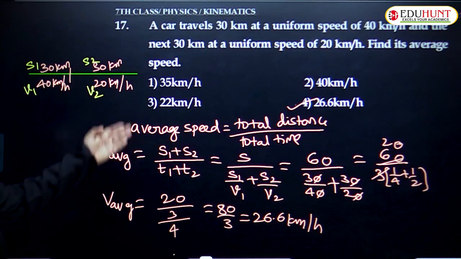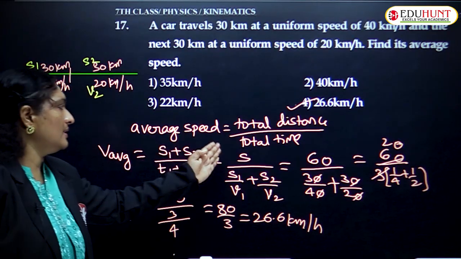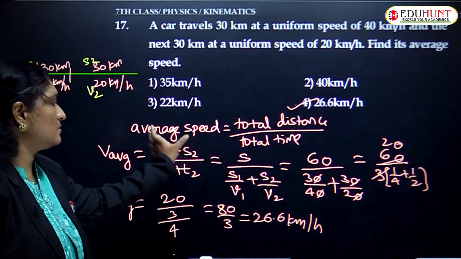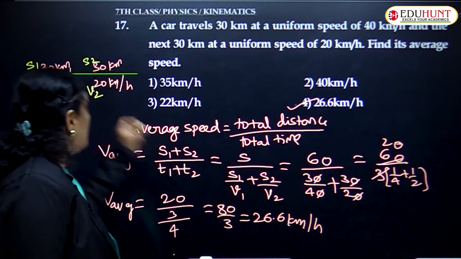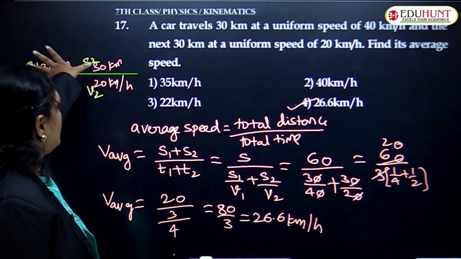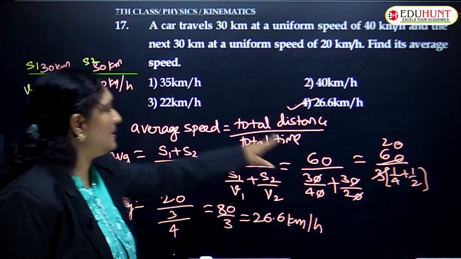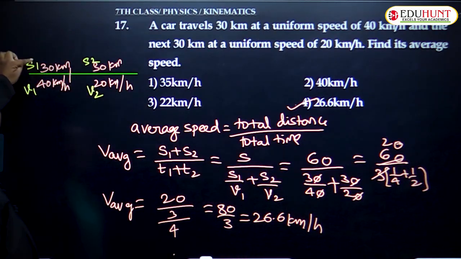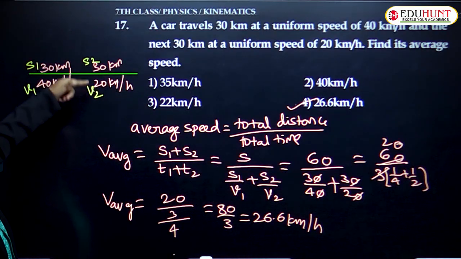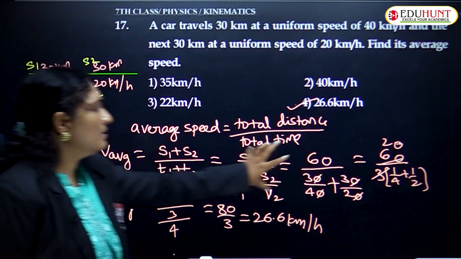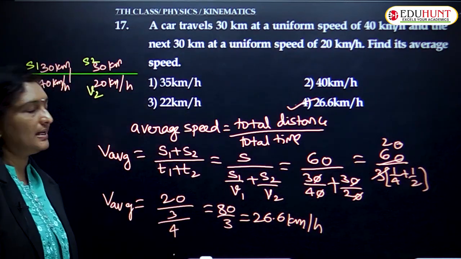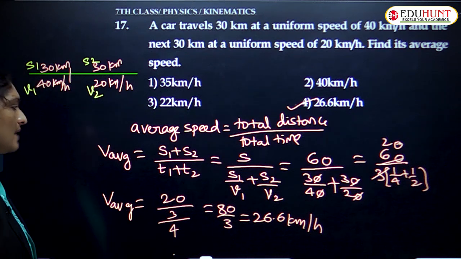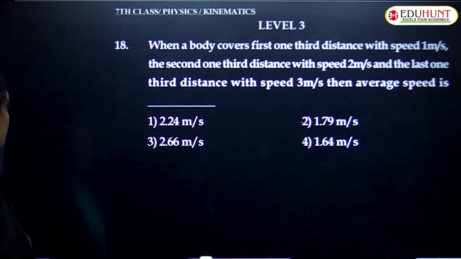Okay, children, total distance by total time. Total distance is S1 plus S2, and time is S1 by V1 plus S2 by V2. So here 30, here 30. Total distance S1 plus S2 is 30 plus 30, taken as 60. S1 by V1 means 30 by 40. S2 by V2 means 30 by 20. If you take the LCM and simplify further, you'll get 80 by 3, and hence the answer was 26.6 kilometer per hour. Next question.